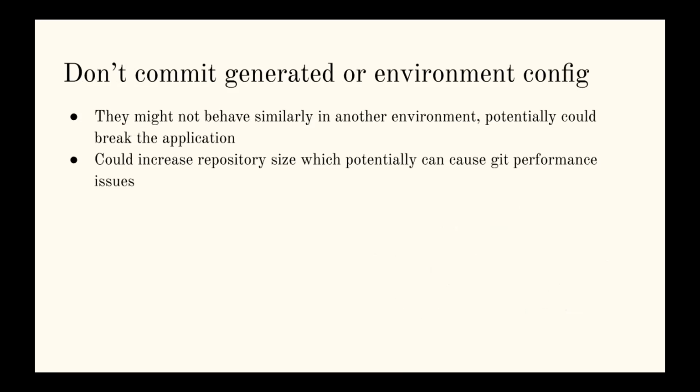The next one would be, do not commit generated or environment config, which means anything you can generate at runtime, we should not commit, because they could be generated, and they are not usually generated the same always. So it's rather let the local environment generate them when they pull the repository. Same goes for environment related config. They are not static. They change from environment to environment. So such kind of configuration should not be committed to the repository itself. And also, if we push these generated files and stuff, it can significantly increase the repository size, and eventually it will cause Git performance issues.